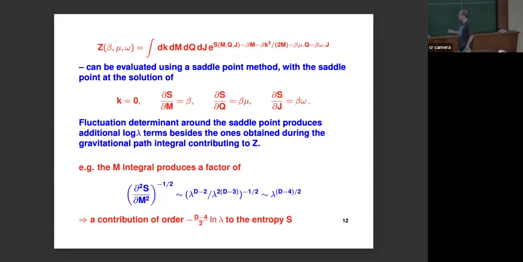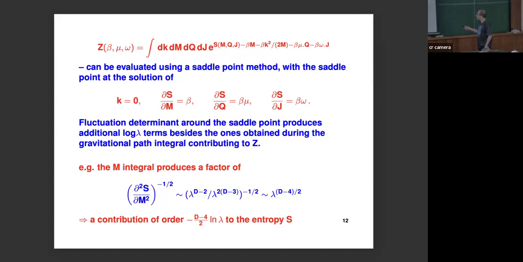But the important point is that when you do these integrals, there will be a fluctuation determinant around the saddle point, and those can produce additional log lambda terms. Here is just an example. Suppose you look at the M integral. The M integral will produce a factor of the second derivative of S with respect to M, to the power minus half. The second derivative of the exponent is basically coming from this derivative, and that produces a factor like this. Because S goes as lambda to the d minus 2, M goes as lambda to the d minus 3, so that's altogether lambda to the d minus 4 by 2. So when you do this integral on the right hand side, you will get a factor of lambda to the d minus 4 by 2.